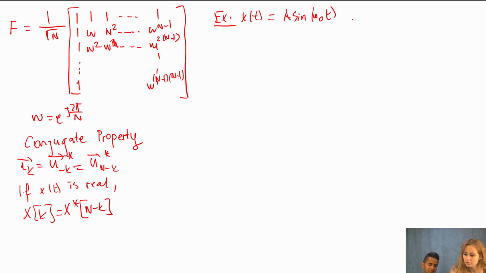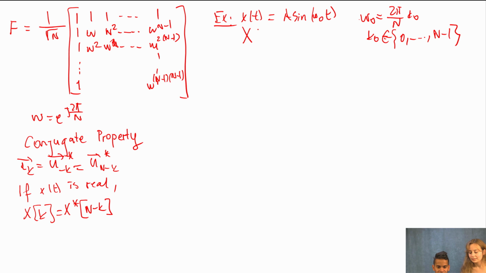Okay, well, let's define omega as 2 pi over n k naught, where k naught can be anywhere from 0 to n minus 1. So how can I write sine as a sum of exponentials? At the end of the day, we're trying to figure out the DFT coefficients of the signal. So x of k equals what? How can I write this signal as a sum of exponentials?